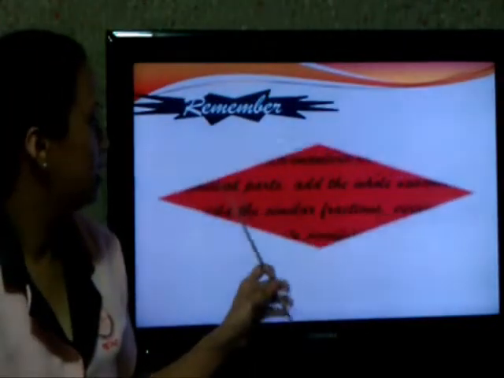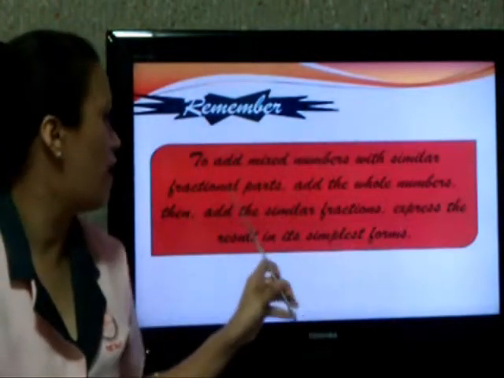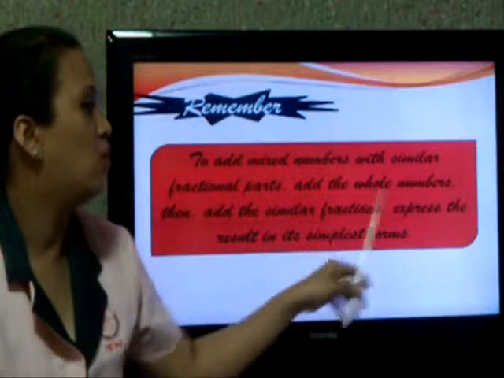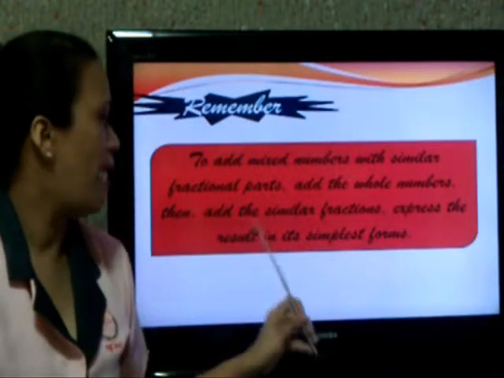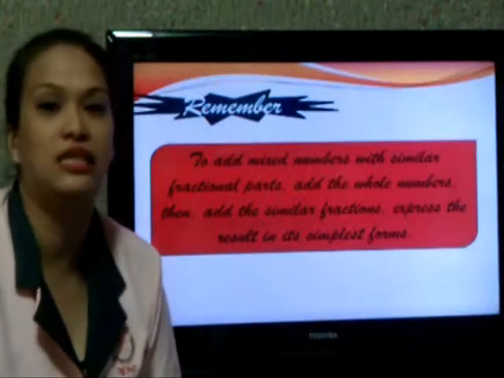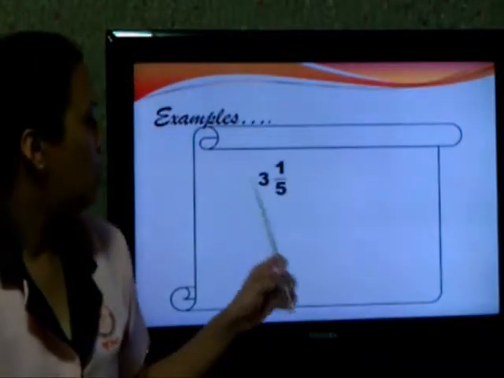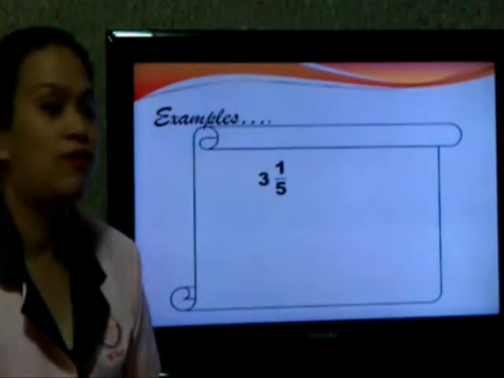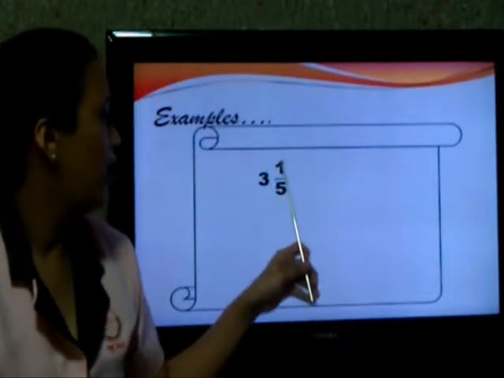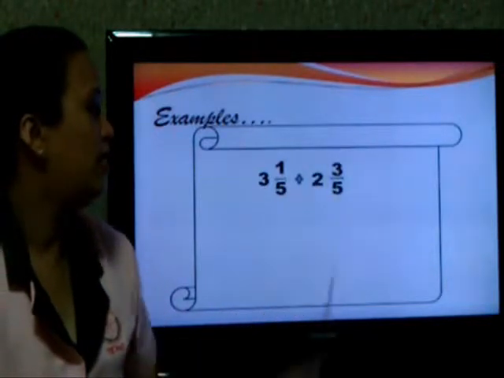Another one. To add mixed numbers with similar fractional parts, add the whole numbers, then add the similar fractions. Express the result in its simplest form. So to get this, we have the given fractions 3 and 1/5 plus 2 and 3/5.